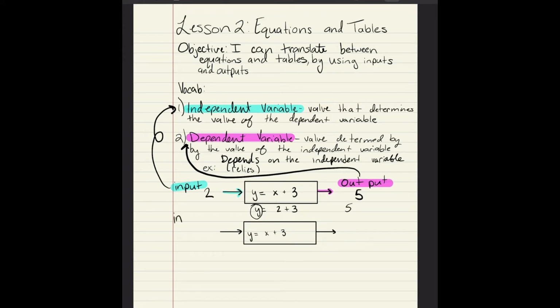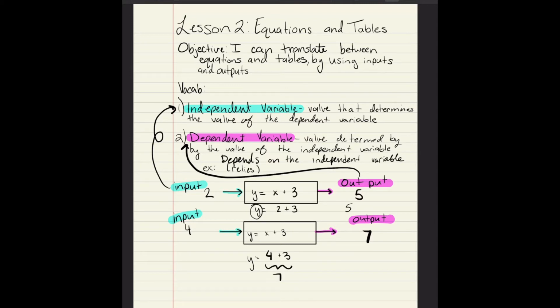Same thing here. So if our input is 4, that's our independent variable. So we're plugging that in to the independent variable, which would be right here, plus 3. Our output would be what then? Our output would be 7, because 4 plus 3 equals 7. So that's our input and our output.